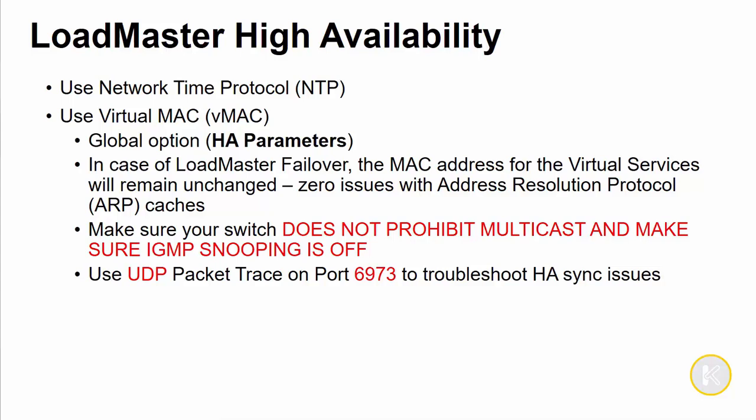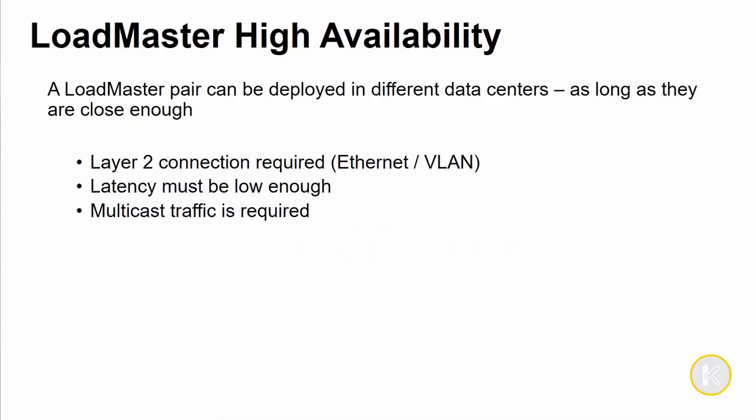Always confirm that the switch does not prohibit multicast, and make sure that IGMP snooping is off. When troubleshooting HA sync issues, initiate a UDP packet trace on port 6973. Once again, the Kemp Loadmasters in the HA pair can be deployed in different data centers. There are some prerequisites. A layer 2 connection is required, and latency must be low between the two locations. And again, multicast traffic is required.